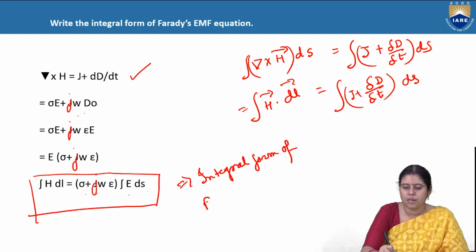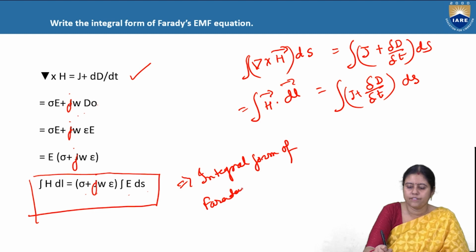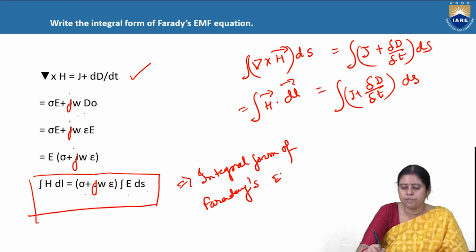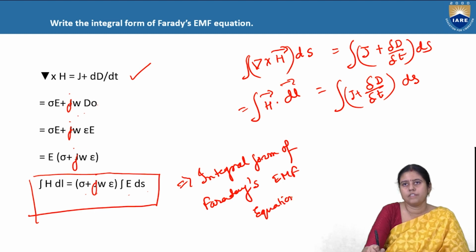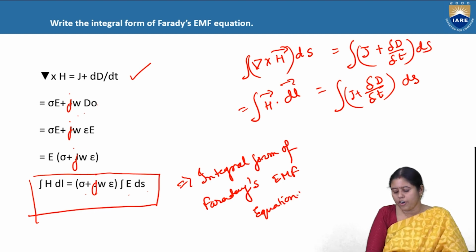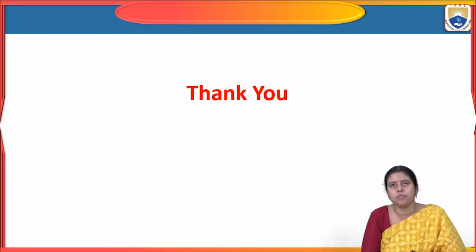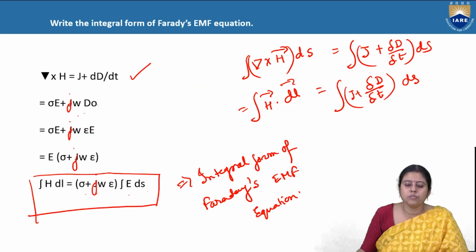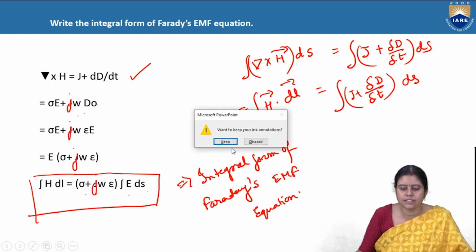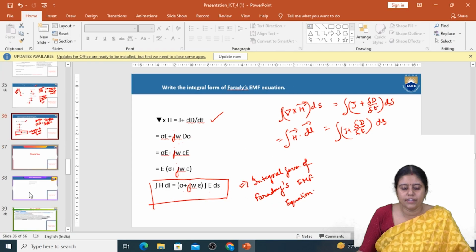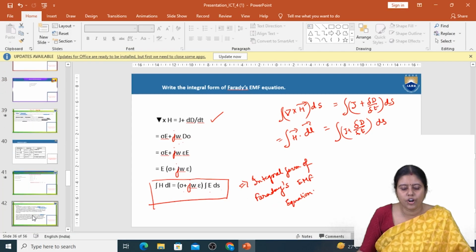This is the integral form of the Ampere's circuital equation. And now we will discuss the next topic, the Poynting formula. Next is the Poynting formula.